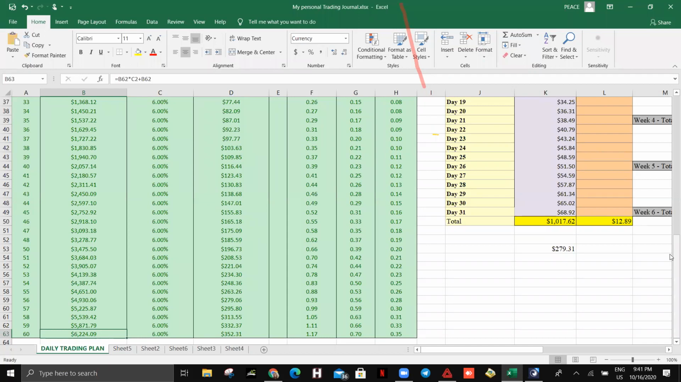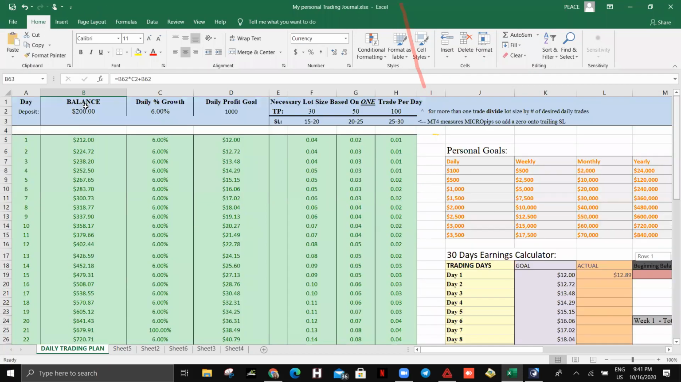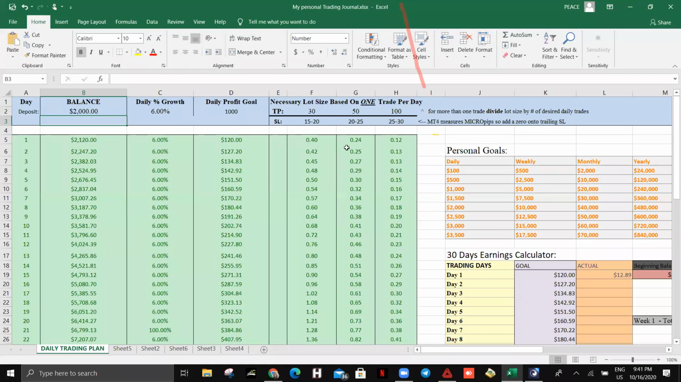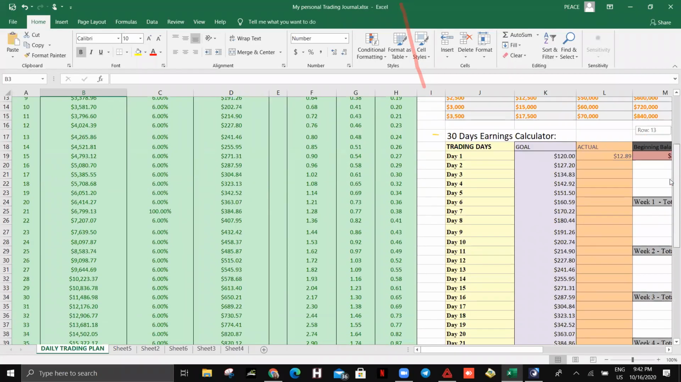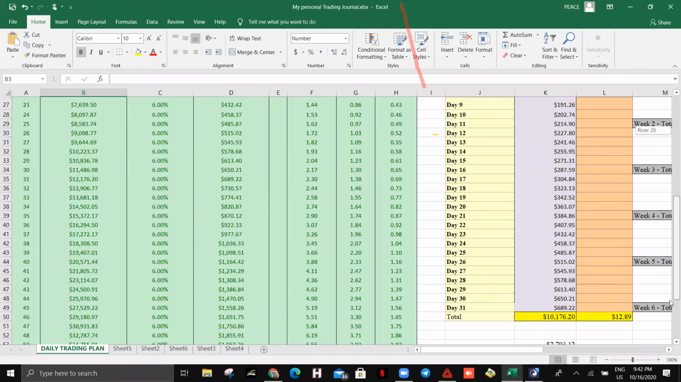6,224. So let's put another figure. Let's put $2,000 there. You see that the lot size will change. This one gave you 0.4. This one gave you 0.24. This one gave you 0.12. So imagine you're using 0.4, you're going for 30 pips. You're going to get $120, 6% growth daily. At the end of 60 days, you're getting what?